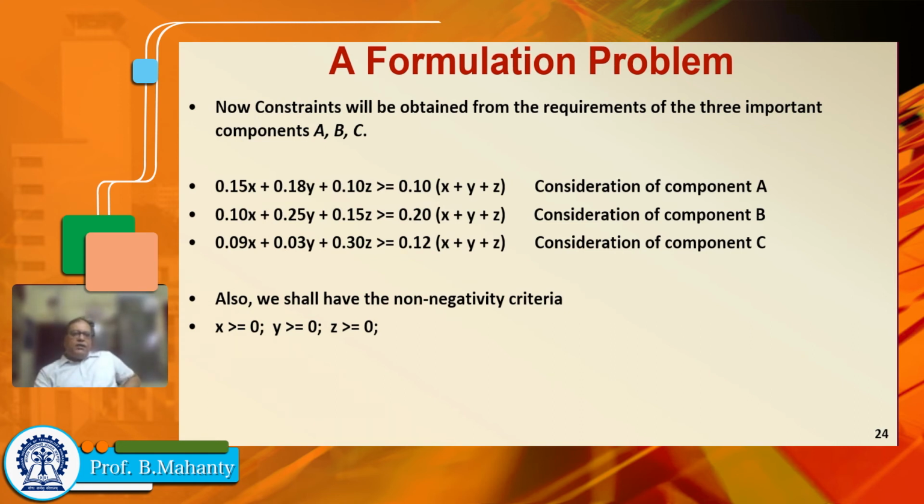Now X, Y, and Z, so when you mix, the total amount is X plus Y plus Z. So when considering component A, it should be 0.15x plus 0.18y plus 0.10z. That should be greater than or equal to 0.1 into (x plus y plus z). So you see what happened? X is the first grade, second grade Y, and third grade Z. And 0.15, 0.18, and 0.1.